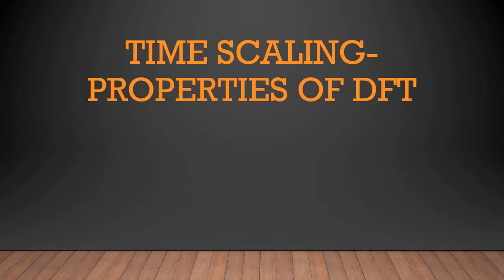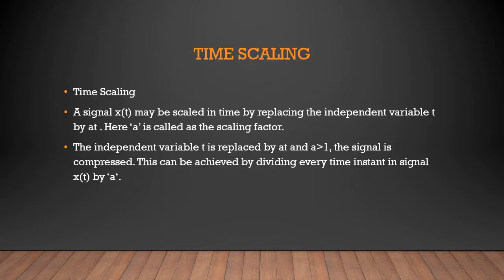Today we are discussing the time scaling property of DFT. Time scaling: a signal x of t may be scaled in time by replacing the independent variable t by at. Here, a is called the scaling factor. The independent variable t is replaced by at, and if a is greater than 1, the signal is compressed. This can be achieved by dividing every time instance in a signal x of t by a.